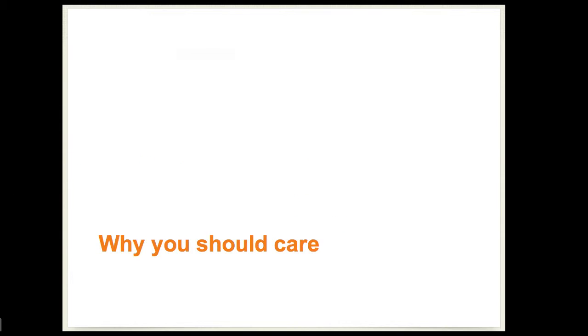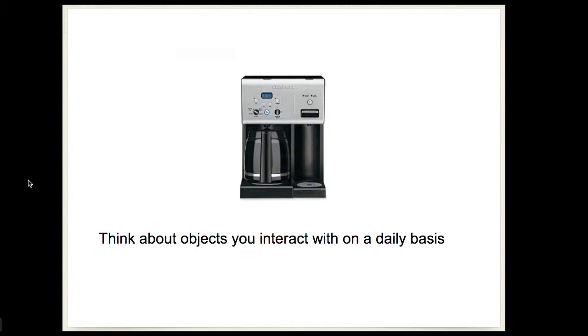So why should you care? Think about any object that you interact with on a daily basis. I'm going to pick on my company's coffee maker for a moment. It has two separate on switches. It beeps before it's done, and basically people just have a hard time figuring out how to use it. People who write software for a living can't figure out whether they've turned on the coffee maker or not. I think that's a problem.